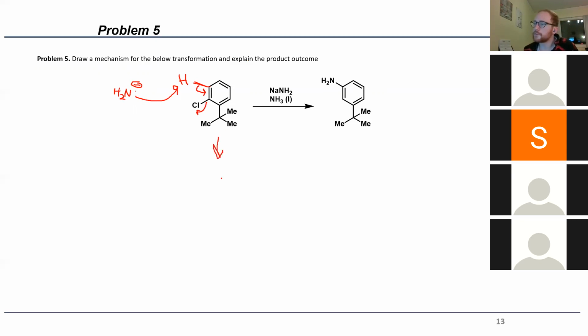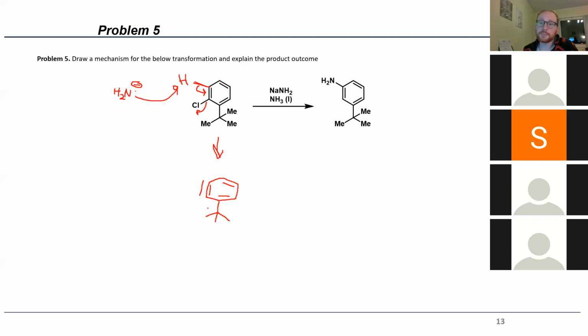This generates our benzyne intermediate, shown here.